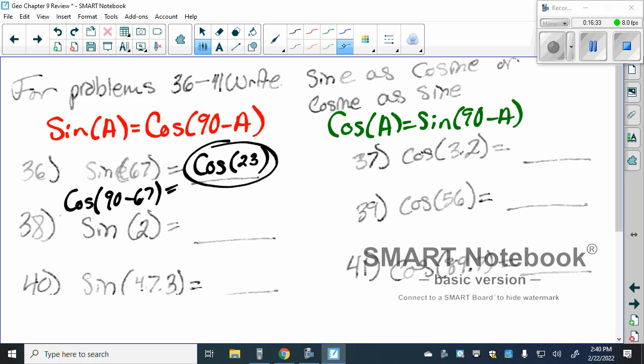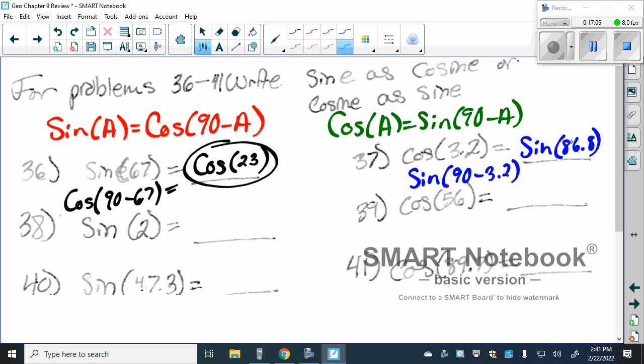Well, that means for number 37, since we start out with cosine, our answer is going to be in terms of sine. So here we're going to have sine of 90 minus 3.2. I believe it should be 86.8. 90 minus 3.2.